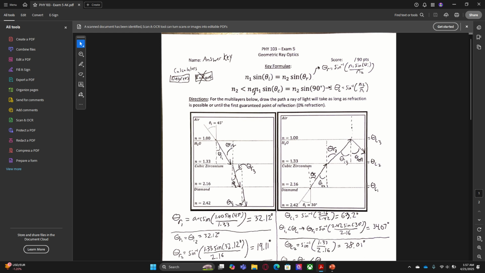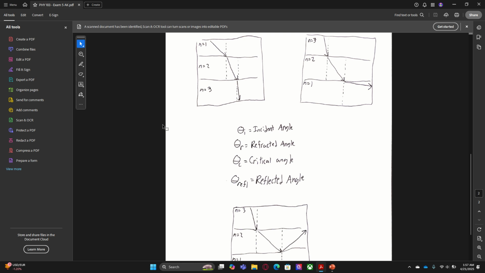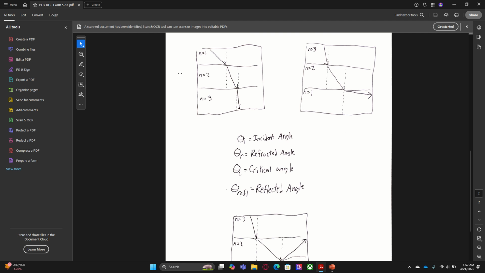We only need to worry about critical angles if we have a ray that's approaching a layer that has a lower refractive index than the one we're currently in. Refractive indices, that's sort of like density in a way.